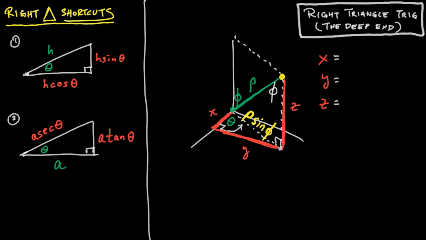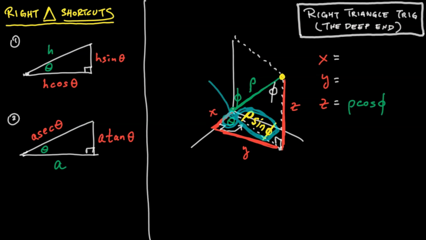So z is going to be rho cosine phi. Terrific, but we still need x and y. Well, that has become easy, because now look at this right triangle that I have shaded. It's in the xy plane. On that triangle, I know an acute angle theta, and I know the hypotenuse, which is rho sine phi.